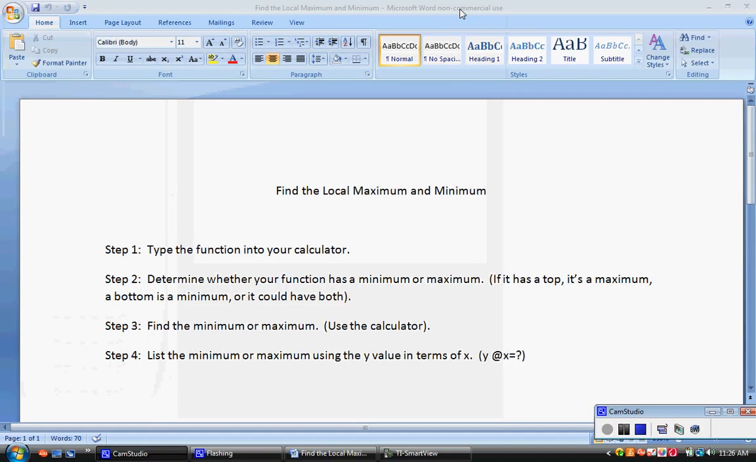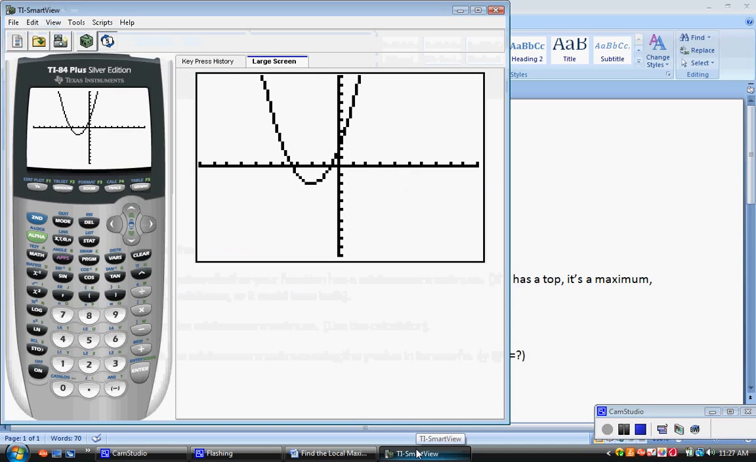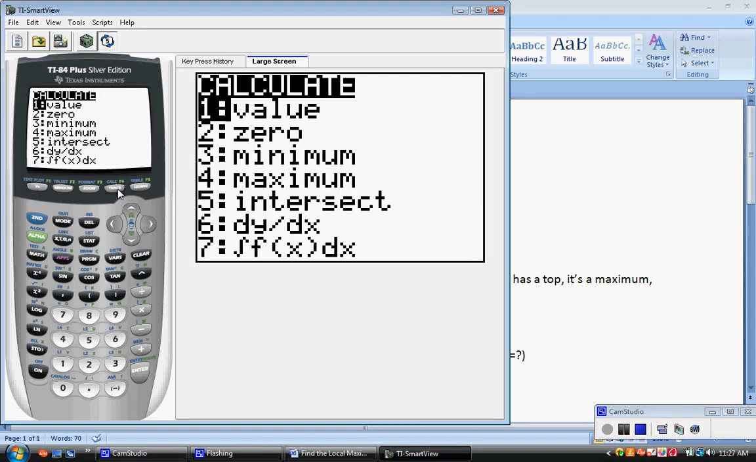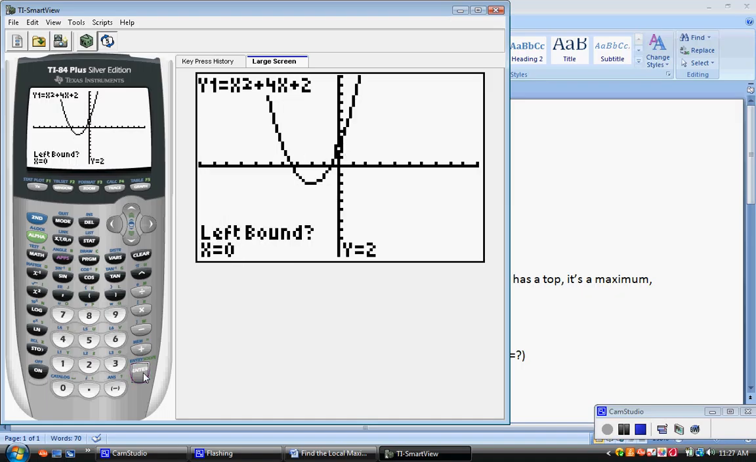Step 3 says to find the minimum or the maximum using your calculator. So we're going to go through our calculator. We're going to hit second trace. That's where we access these things. We're looking for a minimum because it has a bottom, so we go down to minimum and hit enter. Notice that it says left bound with a question mark. That means we want to go to the left of where we think the minimum is. Hit enter. Now it says right bound, so we want to go to the right of where we think the minimum is.